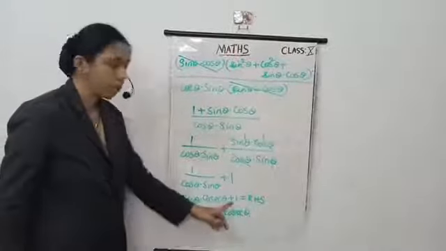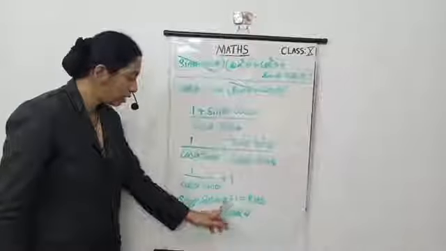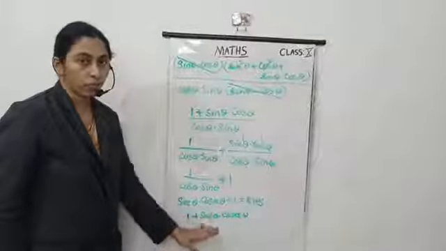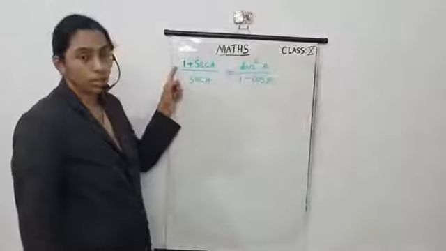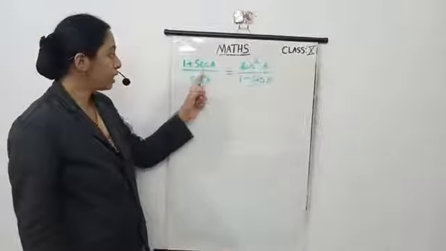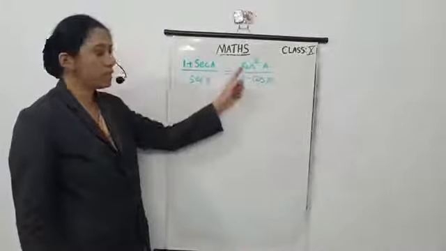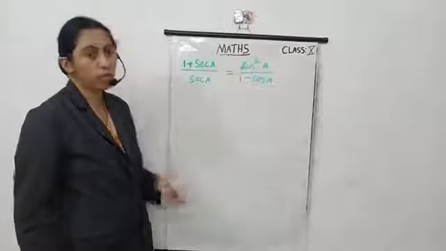That is plus, so we can change its places. Okay, no. So we get the answer. Now next question, question 4. (1 plus sec A) by sec A equals sin square A by (1 minus cos A).